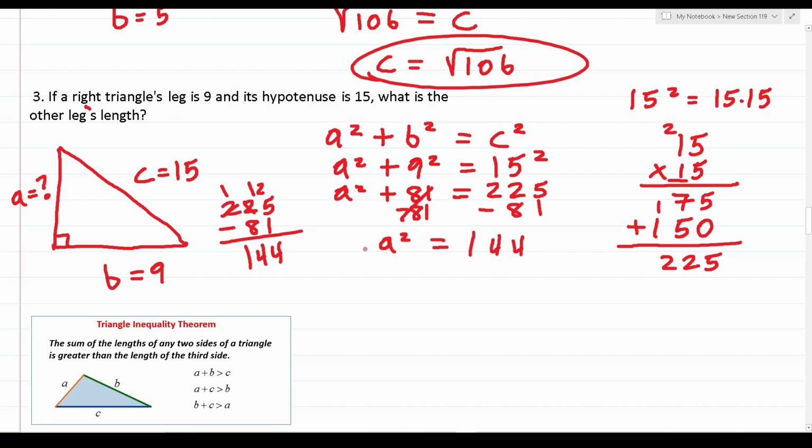Let's take the square root of both sides to get just A by itself. This crosses out here, leaving you with A. What is the square root of 144? That's going to be 12. So we know that A, or the length of the other leg in this right triangle, is going to be 12. All right, so that is the Pythagorean theorem.